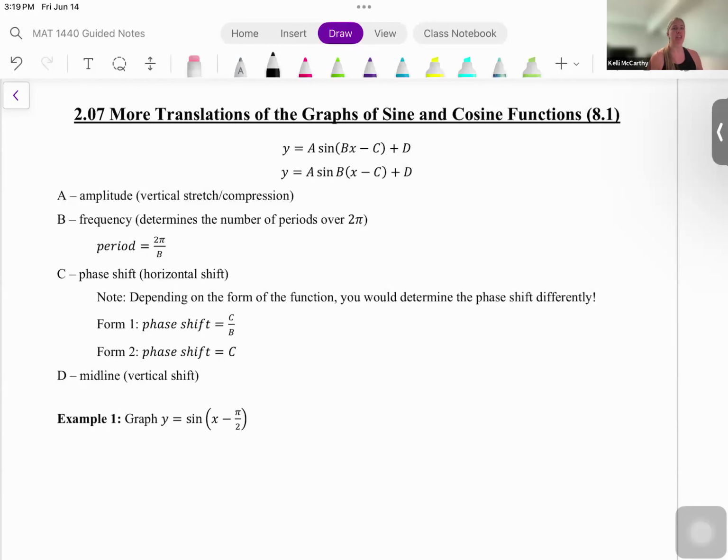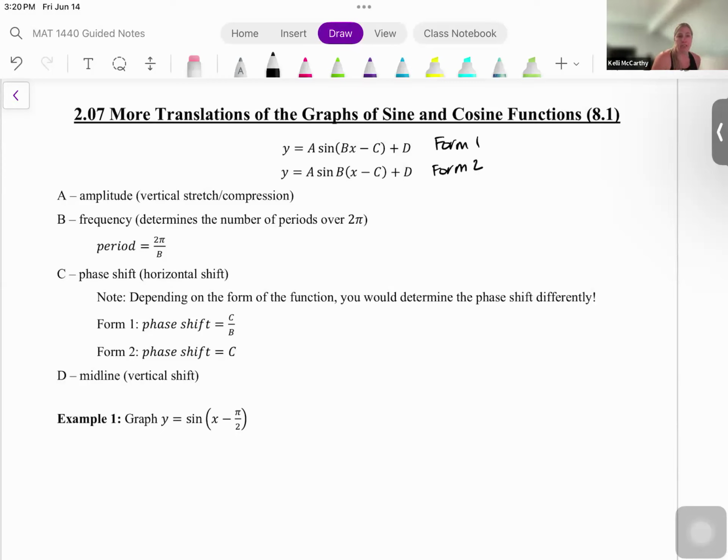In this video, we're going to look at some more translations of the graphs of sine and cosine. Again, revisiting those two forms for our sinusoidal functions, and these are the same regardless of whether we're using sine or cosine. y equals a sine of bx minus c, or y equals a times sine of b times x minus c plus d. So we're going to call this form 1 and this form 2.